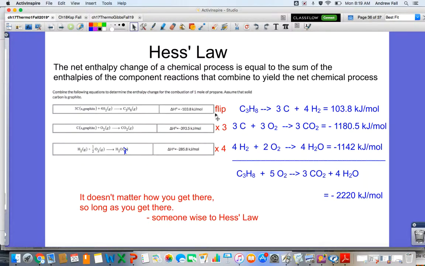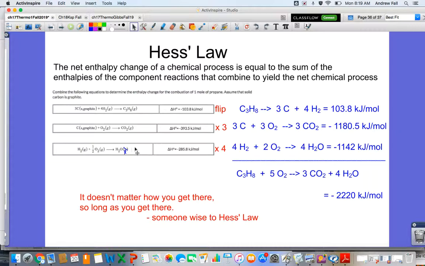Whenever we flip a chemical equation, what we're essentially going to do is change the sign from, in this case, negative to positive. If it was positive, it would then become negative. So when we flip it and rewrite it, we can see that the energy is just represented as a positive value. In this next reaction, since carbon dioxide is on the product side, which is where we want it, we don't have to flip it. However, we need to make 3 moles of CO2. So we're going to multiply the heat of formation here by 3. And you can see that when we do that, we get that value for the enthalpy change there.